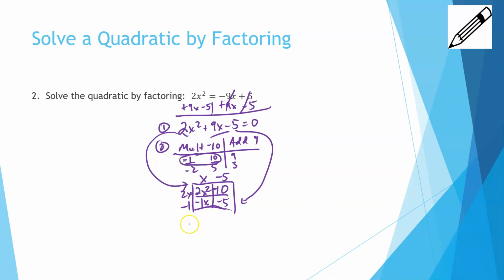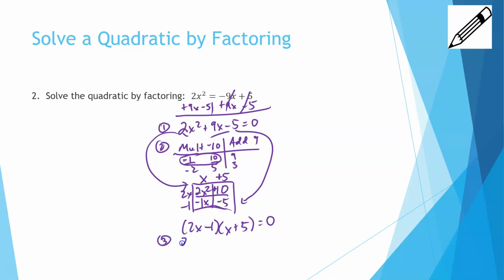And I believe, if I did this correctly, I get 2x minus 1 times x. Oh, this is a positive 10. So this is supposed to be a positive 5. Sorry. There we go. Everything else was right. x plus 5. Something did not seem quite right as I was looking at it. Okay, so that's step 2.